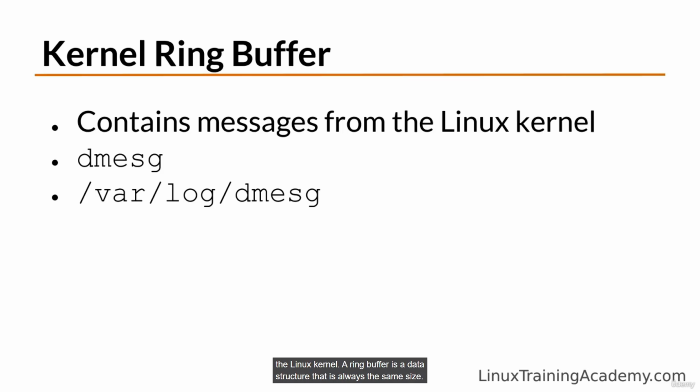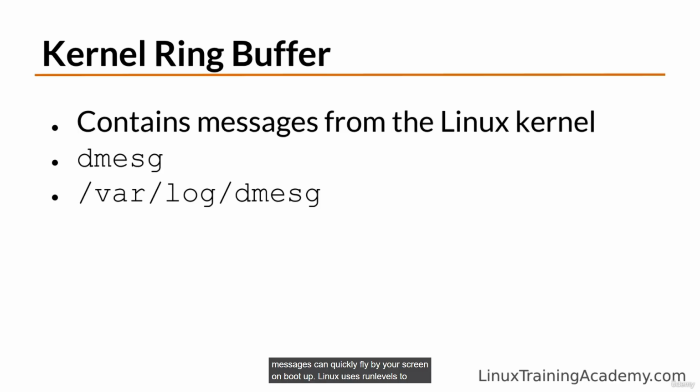The kernel ring buffer contains messages related to the Linux kernel. A ring buffer is a data structure that is always the same size. Once the buffer is completely full, old messages are discarded when new messages arrive. To see the contents of the kernel ring buffer, use the dmesg command, spelled DMESG. On most Linux distributions, these messages are also stored on disk in the /var/log/dmesg file. Between the dmesg command and the /var/log/dmesg log file, you will be able to see the messages the kernel is generating even during the earliest stages of the boot process, when those messages can quickly fly by your screen on boot up.